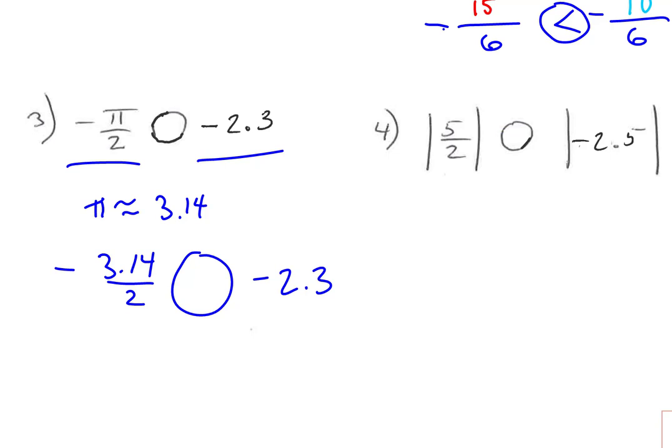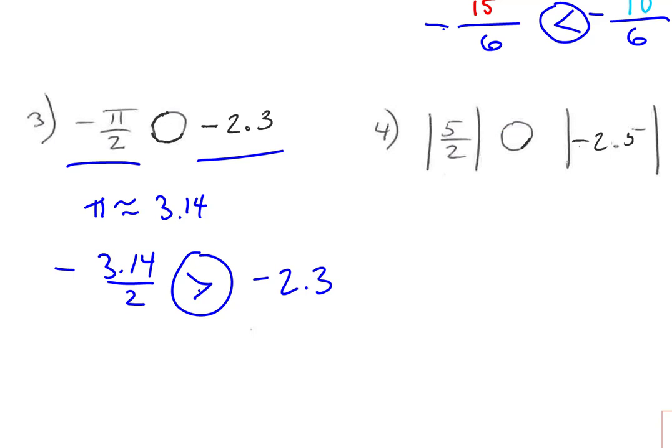If you crunch out -3.14/2, you'll end up getting -1.5 and some change, which is certainly less negative than -2.3, which means the alligator will be trying to eat that value. So the negative pi over 2 is actually bigger than or greater than negative 2.3.